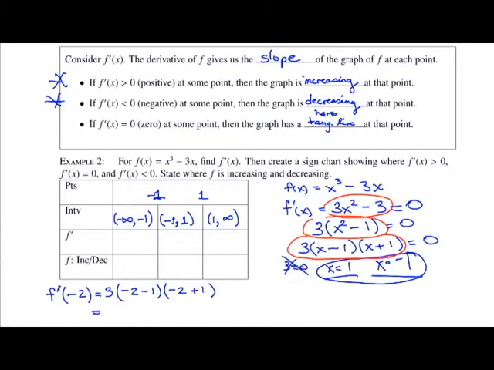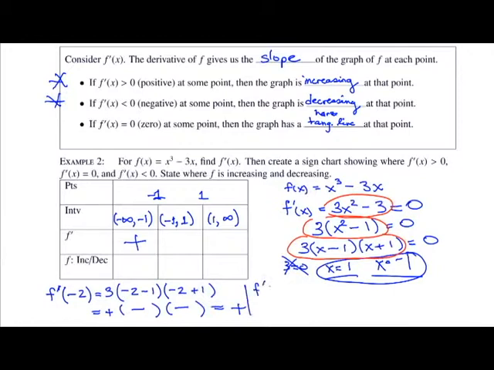At this point, I do not care what the number is. I just want to know the sign. So this 3, is that positive or negative? That is positive. This sum, positive or negative? Negative. And this sum, positive or negative? Negative. A positive times a negative is a positive. And that's what goes in the box there. Okay.